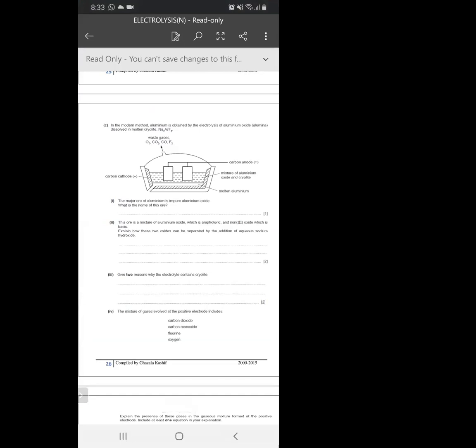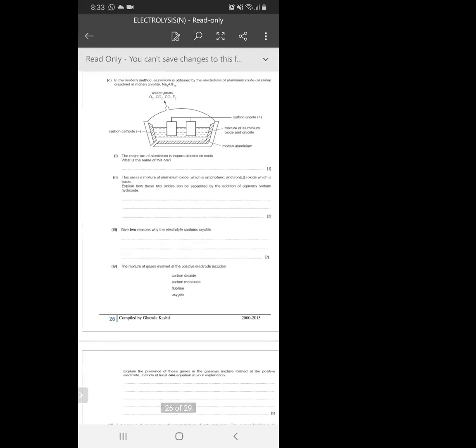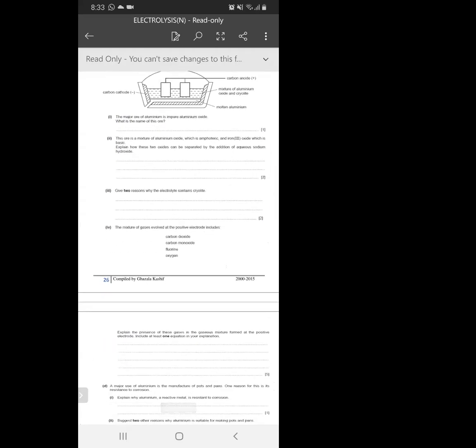Okay, give two reasons why the electrolyte contains cryolite. I have given you the two reasons, okay? Conductivity as well as lowering of the melting point. The mixture of gases evolved at the positive electrode includes carbon dioxide, carbon monoxide, fluorine, and oxygen. Now, fluorine, remember, is coming from the cryolite. Remember, the cryolite has the fluorine atom in it. Right? Explain the presence of these gases in the gaseous mixture formed at the positive electrode. Include at least one equation in your explanation.